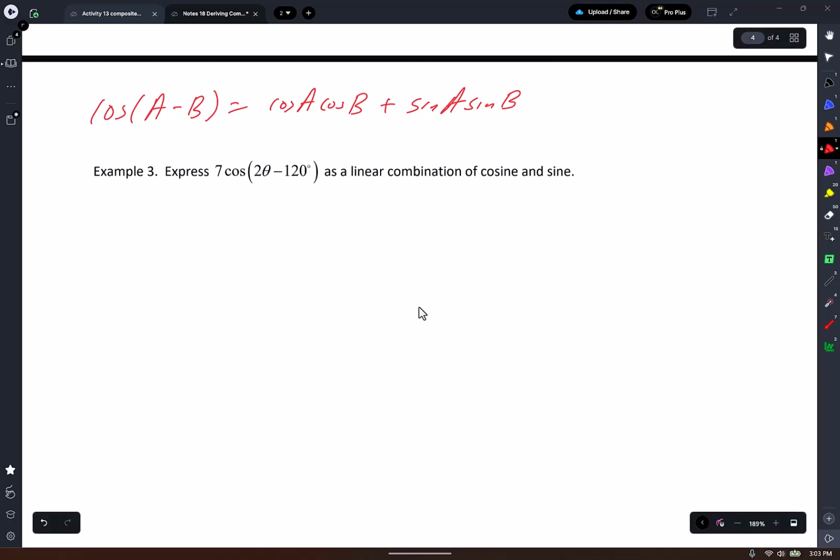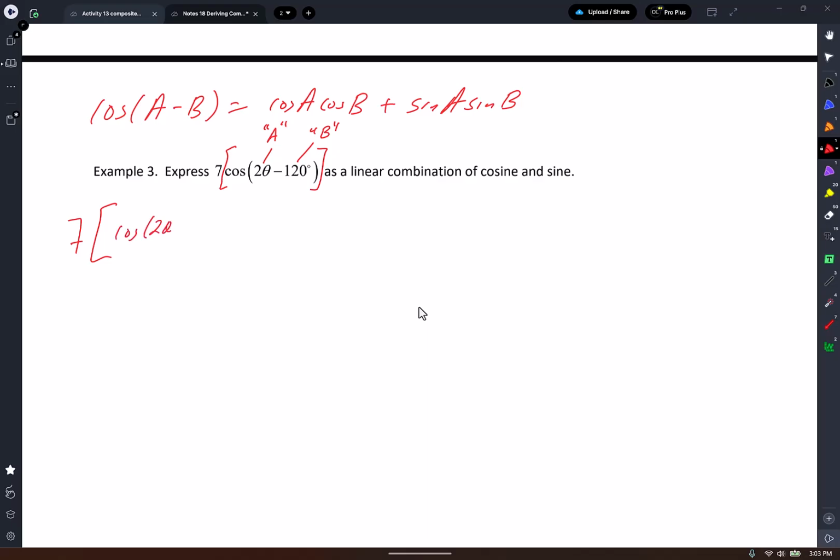All right, so this 2 theta is like an A, quote unquote. This 120 degrees is like a B, and I don't know why I was in degree mode when I typed this out. I'll change it for next year so they're all in radians. Put up brackets on that, and then here we go. 7 bracket, and I'm just going to expand it using my little formula. Cosine 2 theta, that's a 2 theta, not a 20. Cosine 120 degrees plus sine 2 theta, sine 120 degrees. Close the bracket. Are we okay?